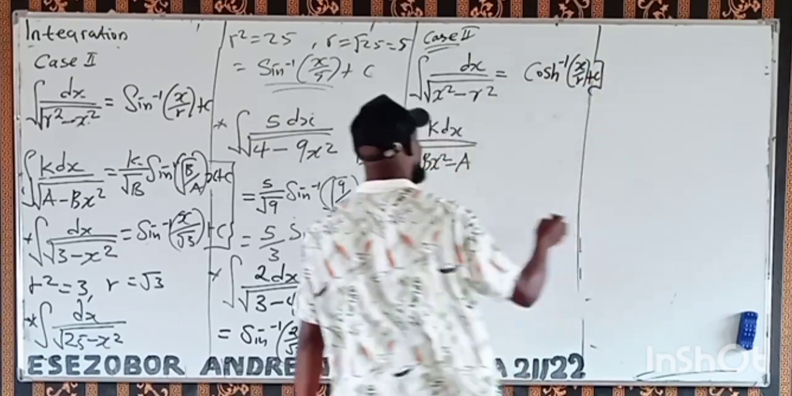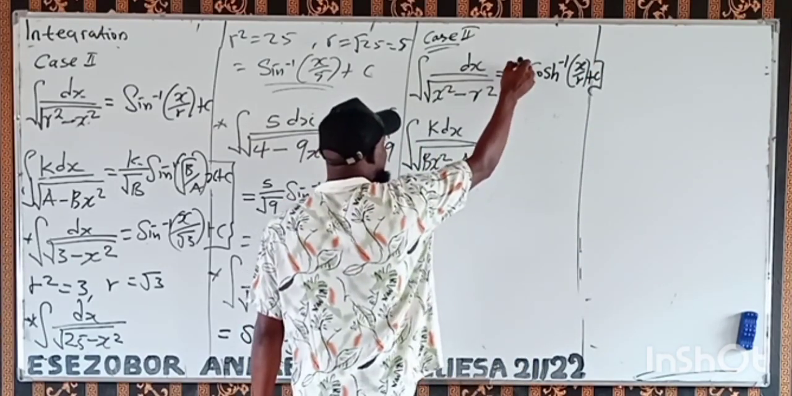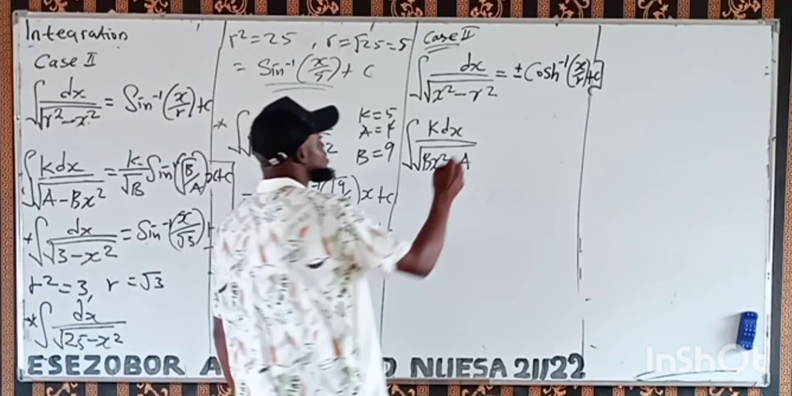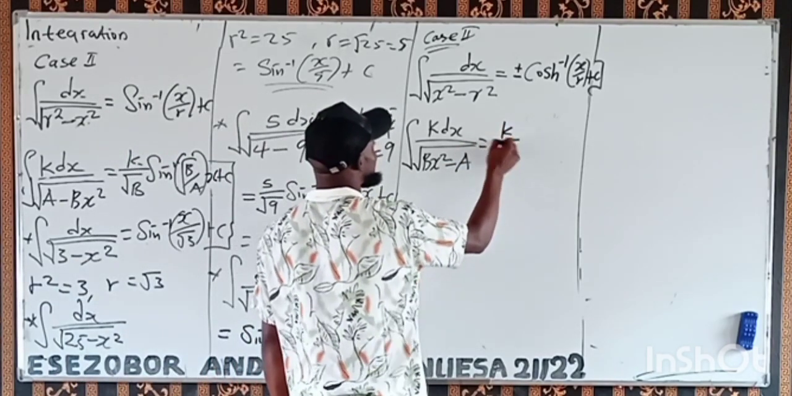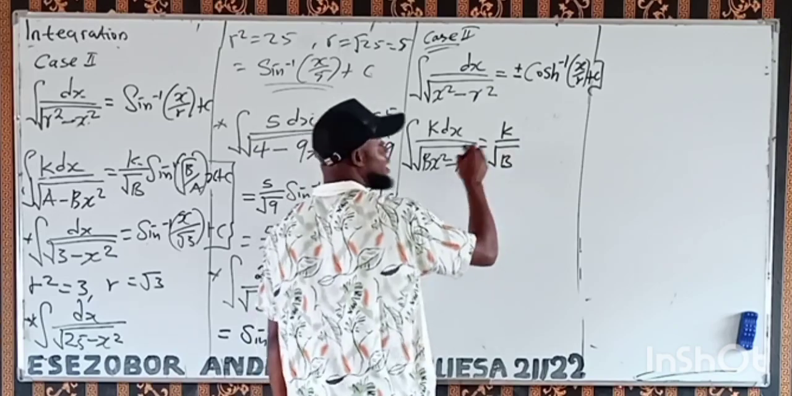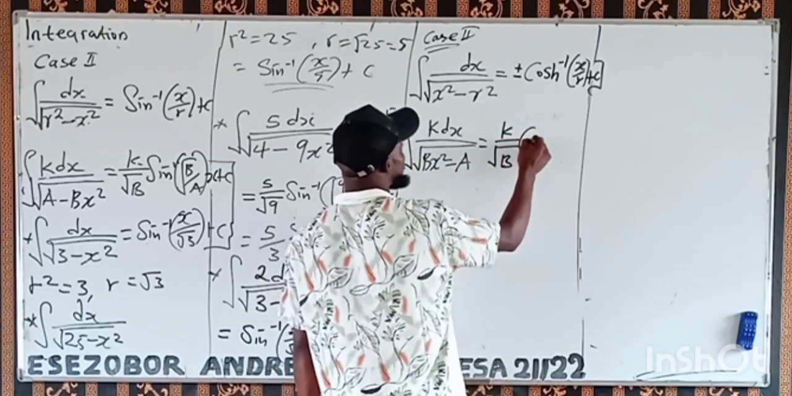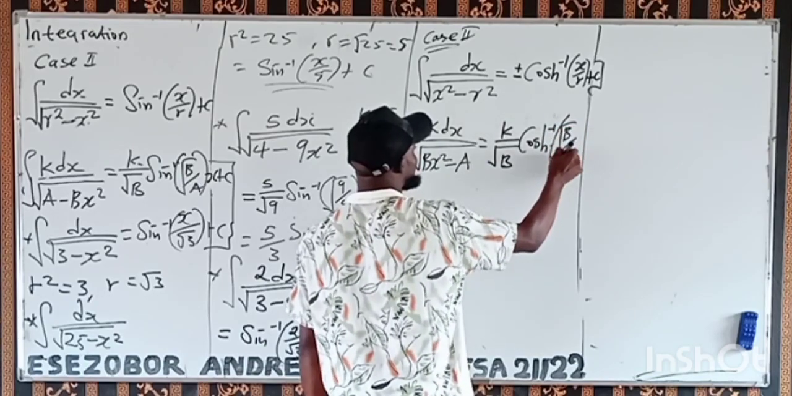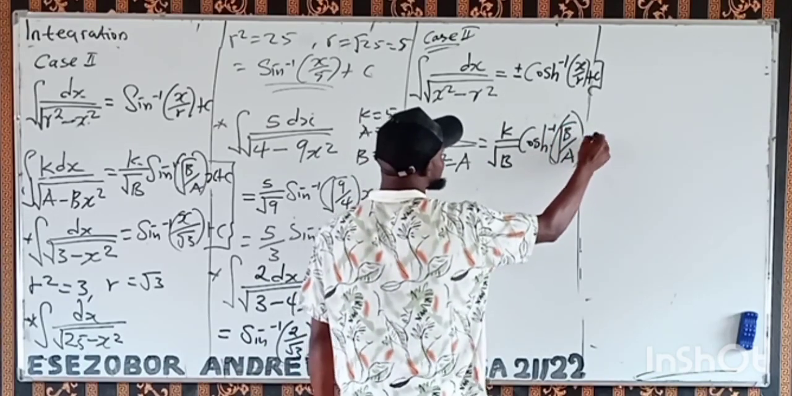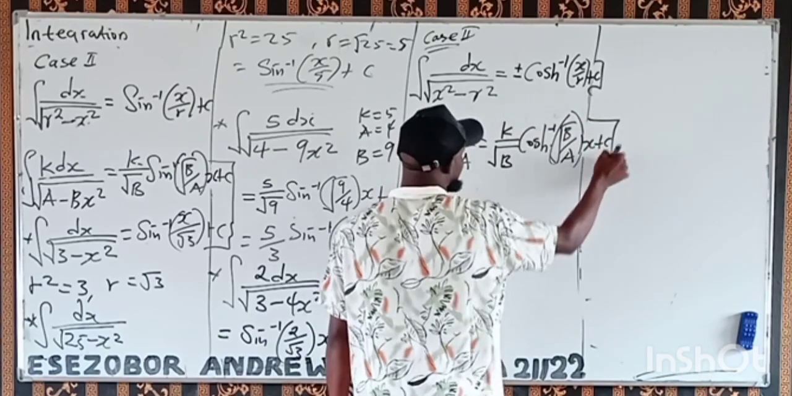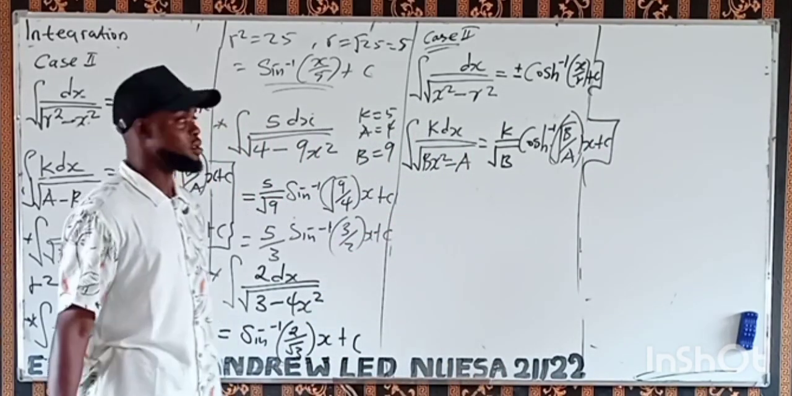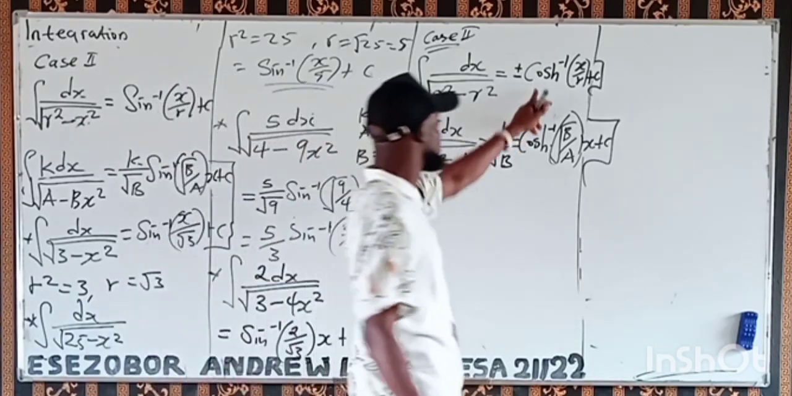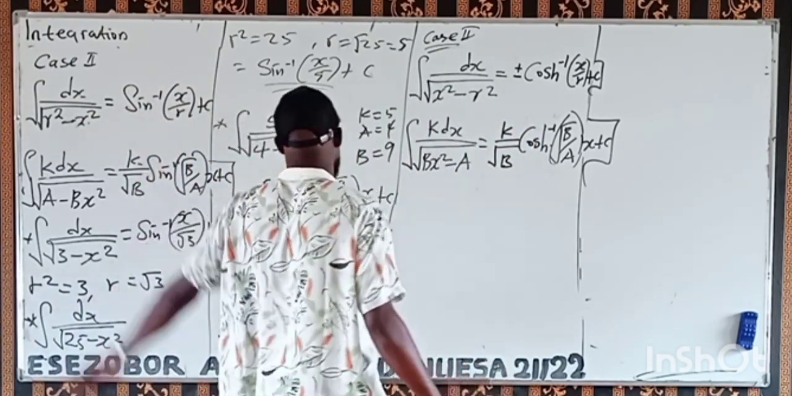That will become the answer. Then this one becomes, sometimes we will put plus or minus here, then plus or minus there. Then this one becomes k over root b, cos inverse of root b over a x plus c. That will be the answer for this other one. You see? This one is sine. The only difference between this and this is that this one is cos, but this one is sine. Other procedures are the same.